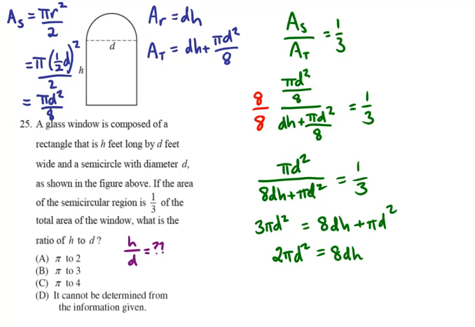And what I might see at that point is that if I divided both sides by d squared and then divided both sides by 8, I would be left with h over d on the right side and pi over 4 on the left side, so that the ratio would then be pi to 4. And that should do it for this problem.